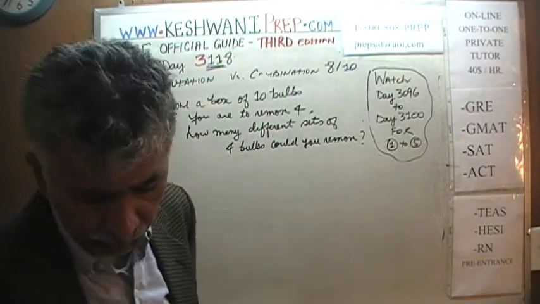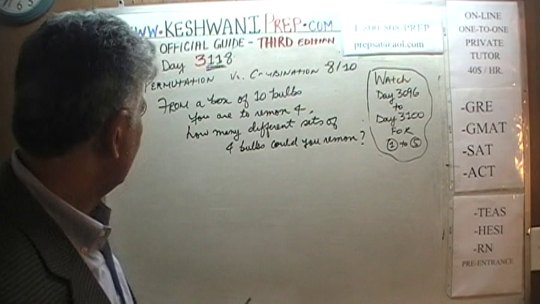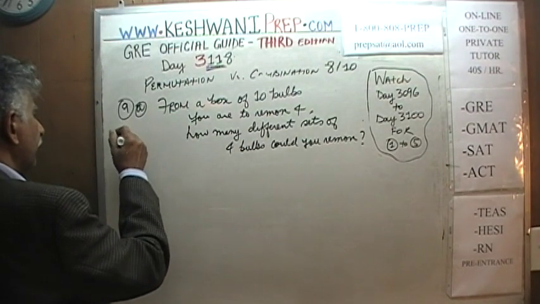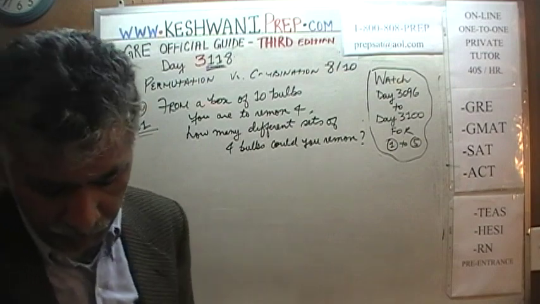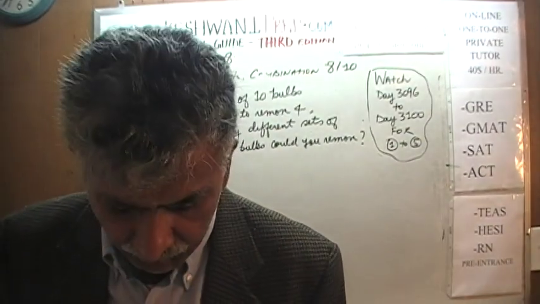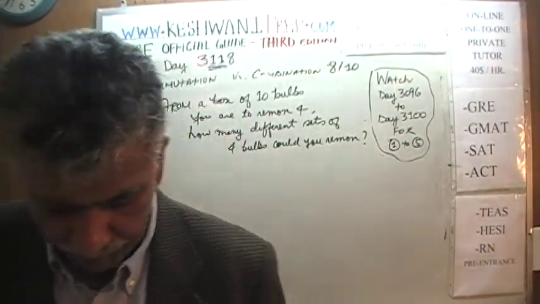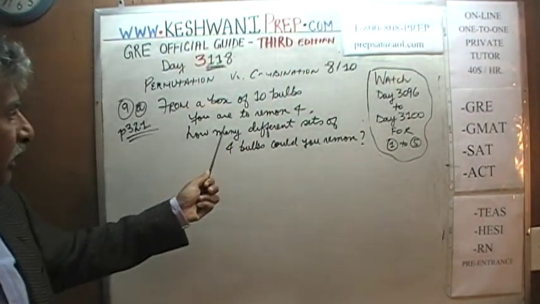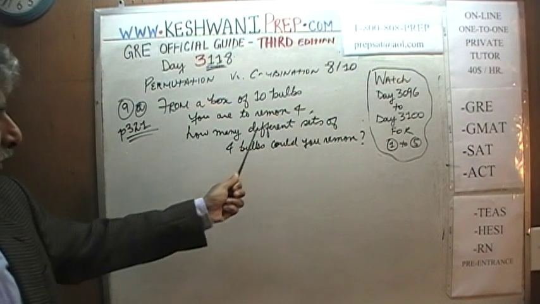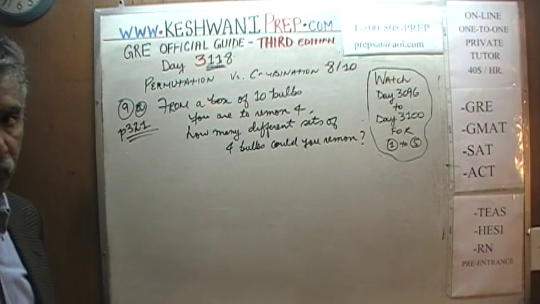Problem number 9 appears under the data analysis exercises on page number 321. Turn to page 321, open your book, and read the problem yourself. So here's what we have. It says, from a box of 10 bulbs, we have to remove 4. How many different sets of 4 bulbs can be removed?